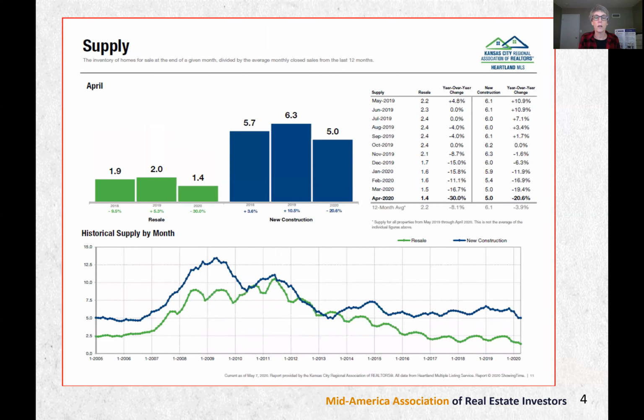Now let's move on to supply. And supply, I look at it kind of like this. If we were to look at all the houses on the market this month, how long would it take for them to get sold? They define it as the inventory of homes for sale at the end of any given month, and then they divide that by the average monthly closed sales for the last 12 months. But how long would it take for us to run out?